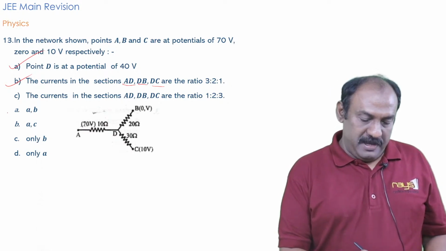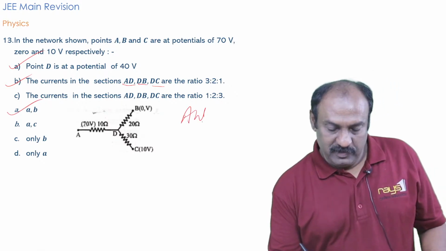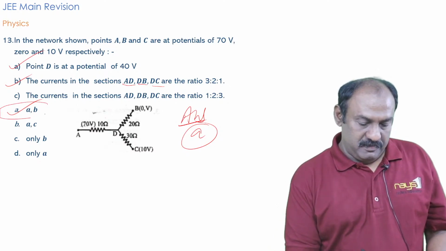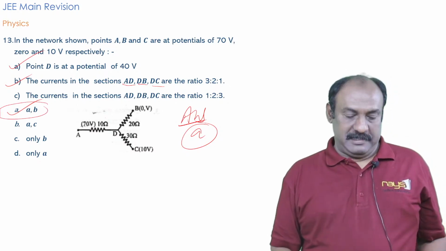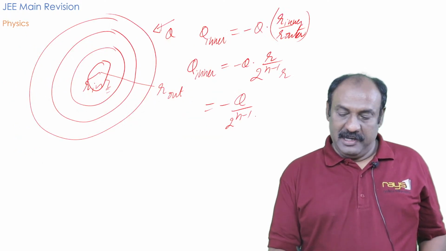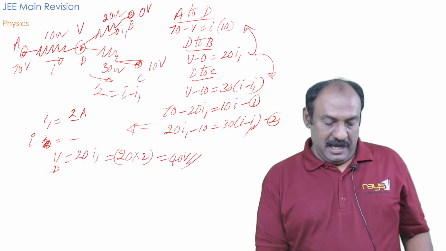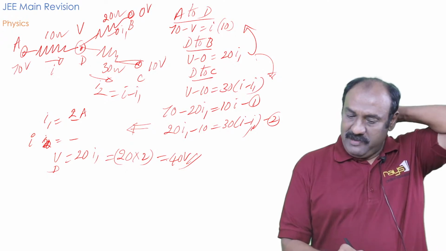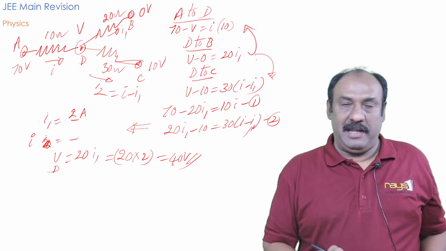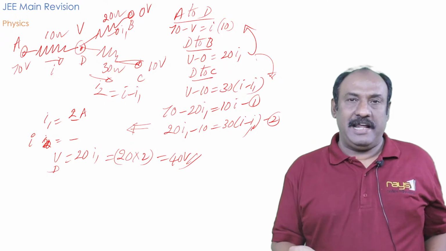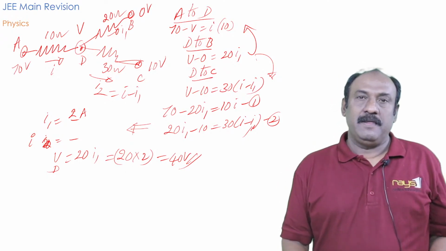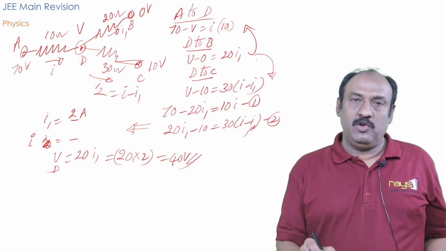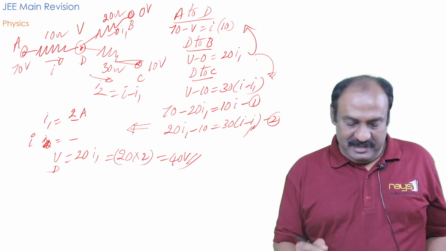So A and B are correct answers. Both statements are correct. So do the calculation. After calculation you get the I1 value as 2 ampere and the potential at D as 40 volt. When you know I1, you substitute the I1 value in any one of the equations to get the I value. Then you can identify the currents through AD, DB and DC. Those are in the ratio 3:2:1, and the potential at junction D is 40 volt.